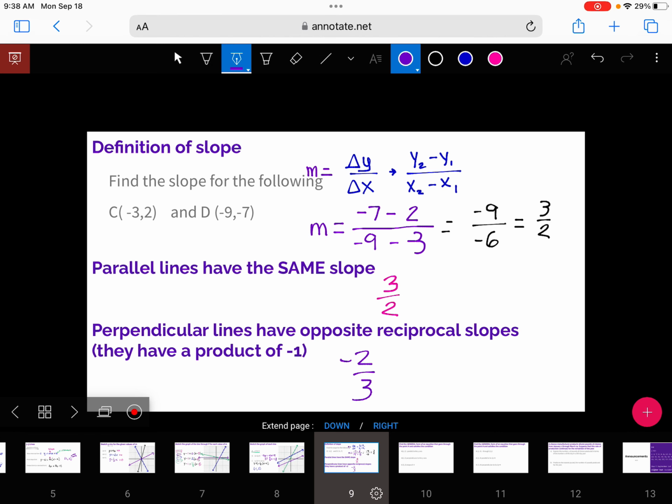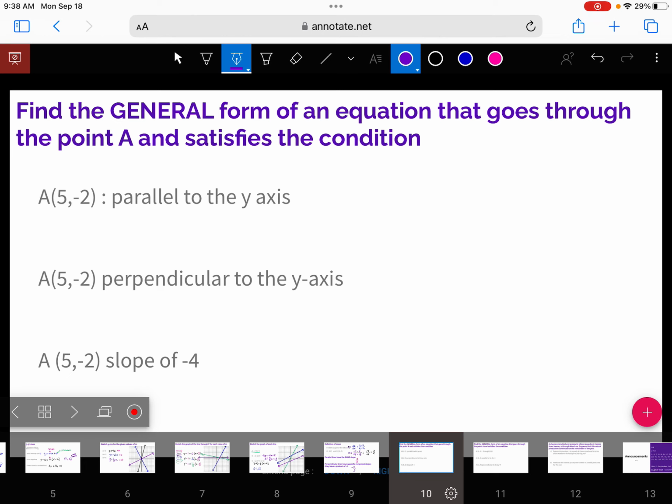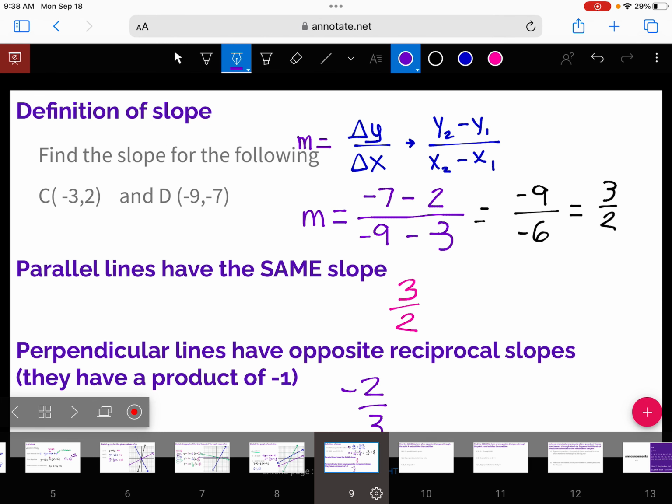Okay, we're going to practice with this a little bit. We are going to write a general form equation that meets these conditions. Yes, I can go back. Our first one is that it goes through the point 5, -2 and is parallel to the y-axis. So it goes through that point and is parallel to the y-axis. See if you can do that.